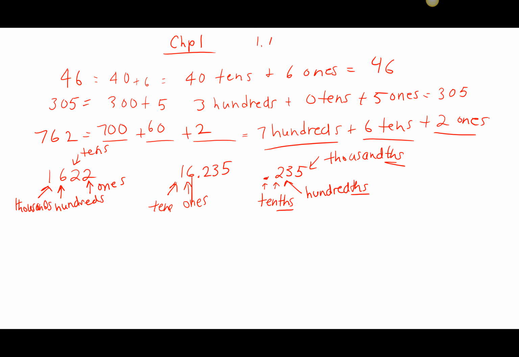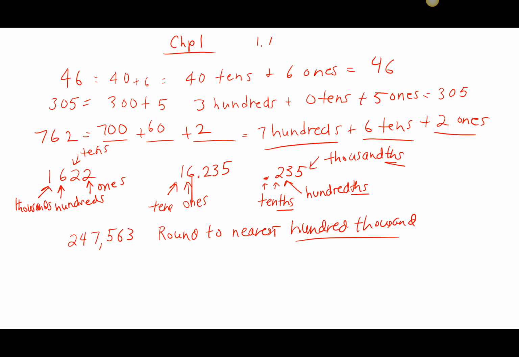Now, what about rounding whole numbers? Remember, it depends on what you're rounding to. So if you had a number like 247,563, what if we wanted to round it to the nearest 100,000? All right, so first you have to determine the place of the number being rounded and mark a little caret to it, okay? So to the nearest 100,000, this is 100,000 right here.